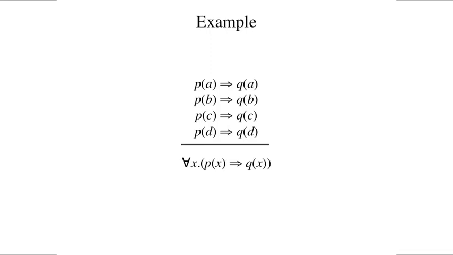Suppose, for example, we have a language with just 4 object constants, A, B, C, and D. Then we could write an instance of the domain closure rule, as shown here. If the sentence, in this case an implication, is true of A, and is true of B, and is true of C, and is true of D, then it's true of everything, and so we capture that with a universally quantified statement. For all X, P of X implies Q of X.